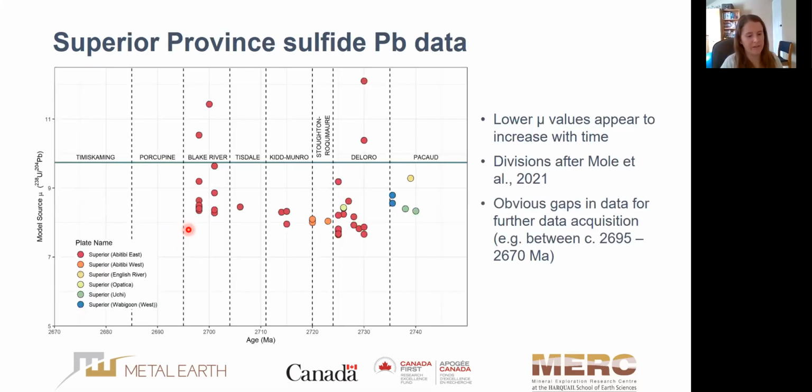So looking at the lead isotope data in a bit more of a temporal context, in David Moll's recent paper, he plotted up these different events through here, which I think looked quite nice and added a bit more context to the data. You guys will be much more familiar with all these than I am. But generally speaking, the lower mu values do tend to increase slightly with time. And by plotting it this way, it also highlights obvious gaps for further data acquisition. So for example, between 2695 and 2670, there's a huge gap in the sulfide data here. It would be great to collect more data from there. But generally there's this slight increasing trend.